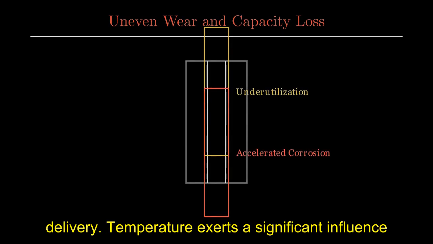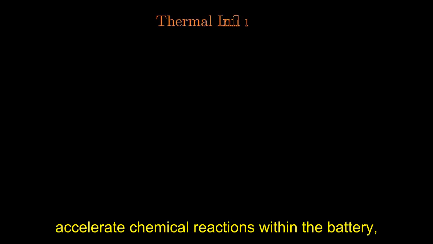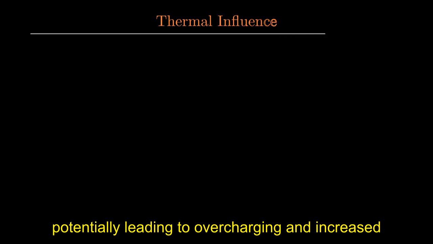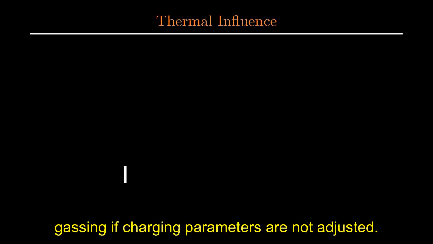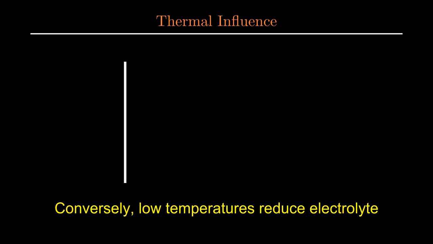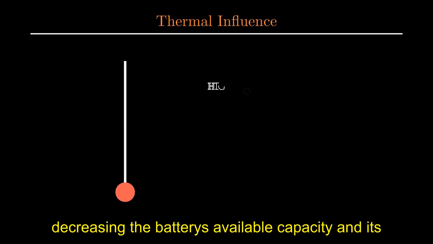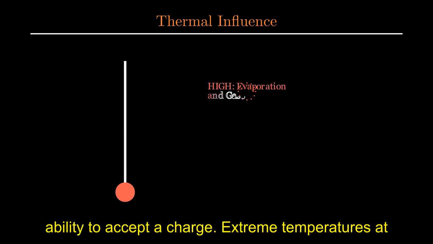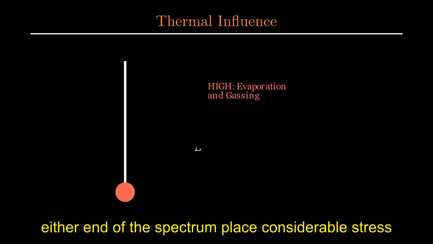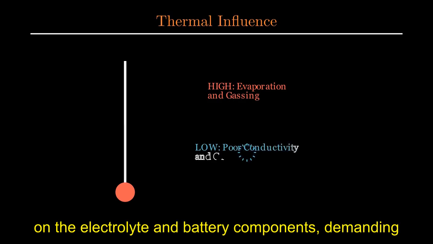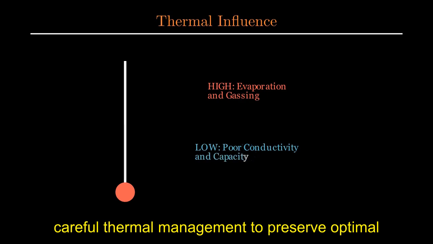Temperature exerts a significant influence on electrolyte behavior. Elevated temperatures increase the rate of water evaporation and accelerate chemical reactions within the battery, potentially leading to overcharging and increased gassing if charging parameters are not adjusted. Conversely, low temperatures reduce electrolyte conductivity and slow down chemical reactions, decreasing the battery's available capacity and its ability to accept a charge. Extreme temperatures at either end of the spectrum place considerable stress on the electrolyte and battery components, demanding careful thermal management to preserve optimal balance.